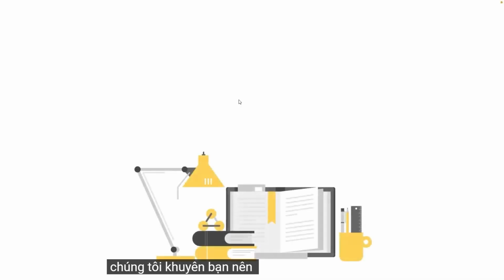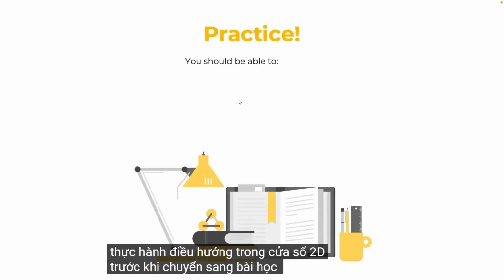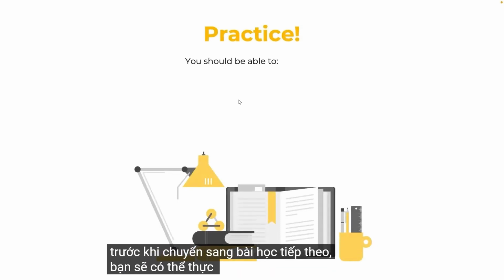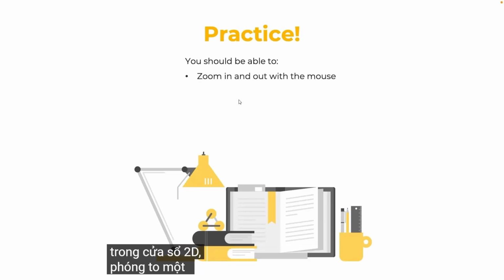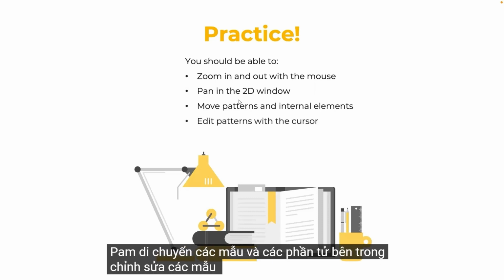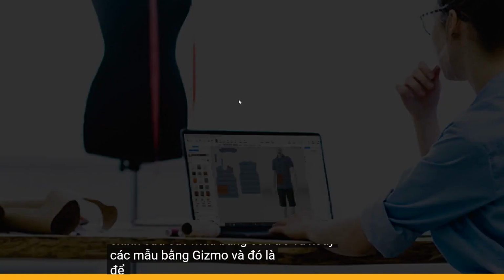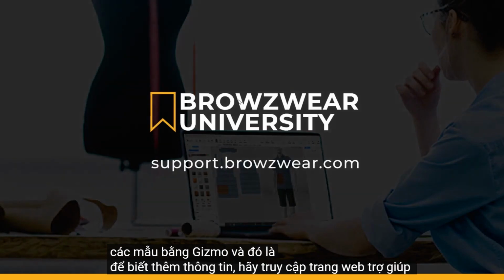We recommend you spend some time to practice navigating within the 2D window. Before you move on to the next lesson, you should be able to do the following within the 2D window. Zoom in and out with the mouse, pan, move patterns and internal elements, edit patterns with the cursor, and rotate patterns with the gizmo. And that's it. For more information, visit our help site.